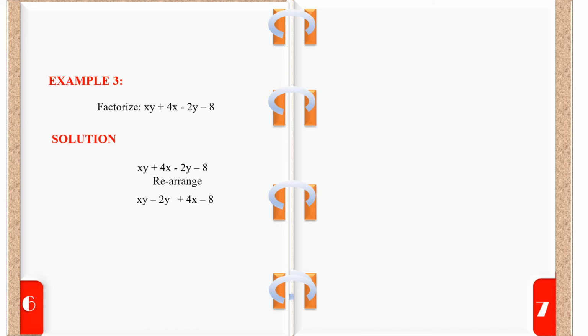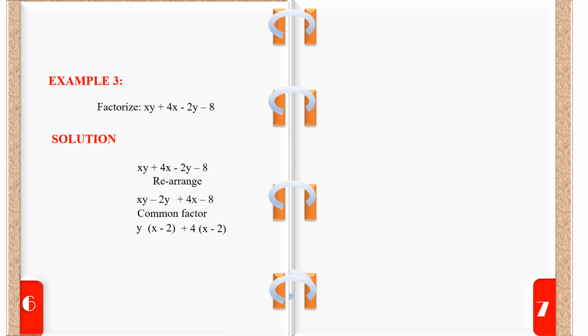Now we are going to bring out the common factors. xy minus 2y has a common factor, which is y. If y is common, then we have x minus 2 left. Then in plus 4x and minus 8, the common factor is plus 4. Then we now have x minus 2 left.